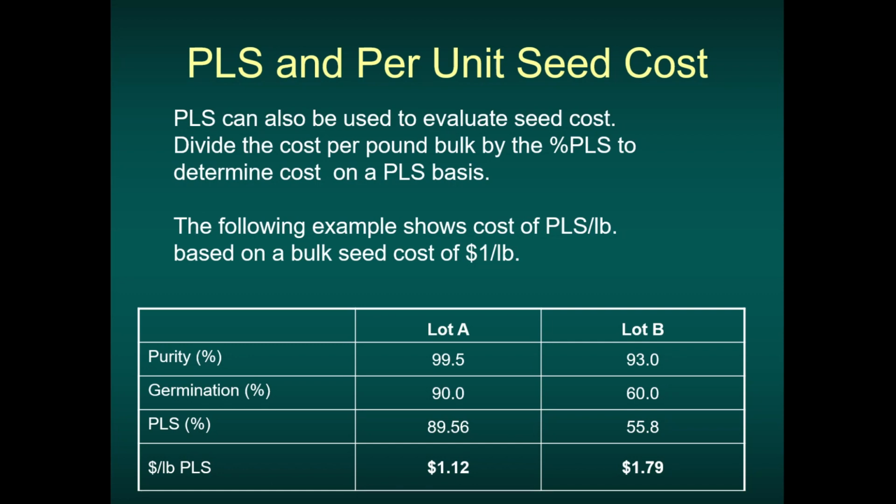You can see here we've got 2 lots of seed, lot A and lot B. Lot A is very good purity, has good high germination. PLS, if you do the calculation, is about 89.6. And if you're basing this on $1 per pound of bulk seed, then you're paying $1.12 per pound of pure live seed. Now in comparison, lot B has slightly lower purity but much lower germination. And so the PLS has dropped dramatically. So if you make this comparison, you're actually paying quite a bit more for lot B for the same amount of seed.